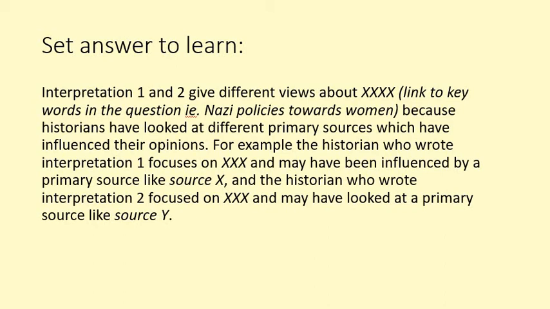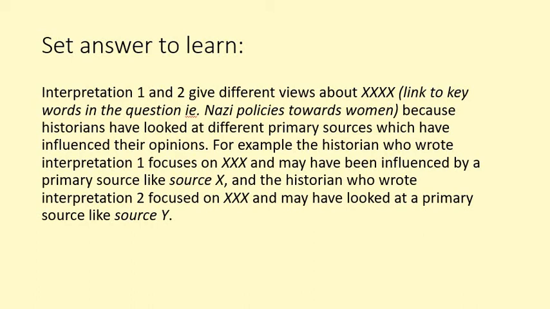Interpretation 1 and 2 give different views about, and then you link it to the words in the question that you've highlighted. So in this case, about Nazi policies towards women. Because historians have looked at different primary sources which have influenced their opinions. Then you need to go on and try and match up each interpretation with the primary sources that you looked at for the usefulness question.